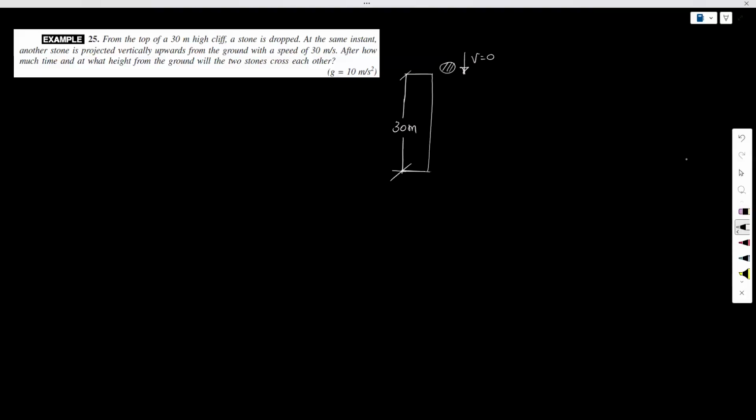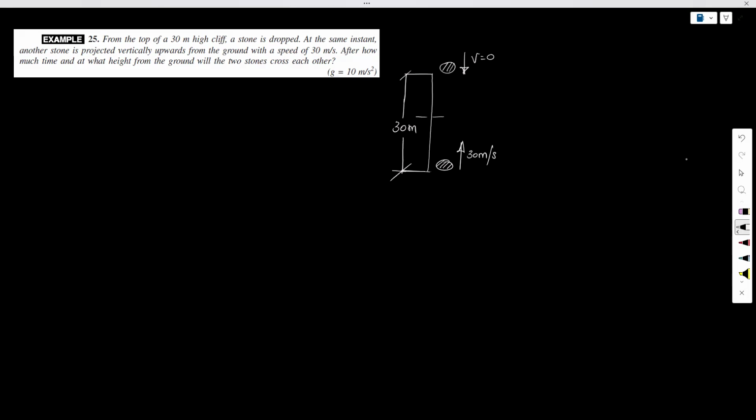At the same instant, another stone is projected vertically up from the ground with a speed of 30. So we have this one, which is going up with a velocity of 30 meters per second. After how much time and at what height from the ground will the two stones cross each other?